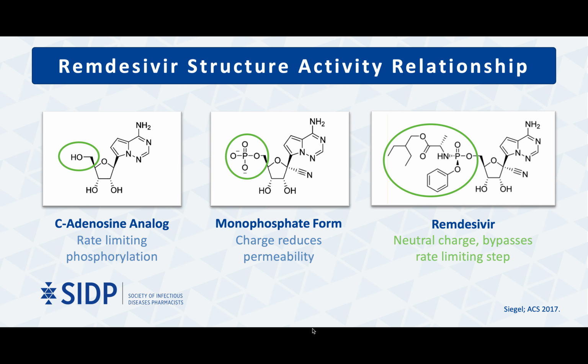The phosphoramidate moiety on Remdesivir mitigates both of these concerns. First, the substitution is neutrally charged, so there's no impact on membrane permeability. Additionally, once intracellular, the molecule is cleaved by esterases and converted to the monophosphate form, which circumvents the rate-limiting initial phosphorylation.